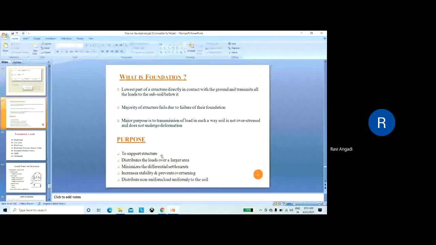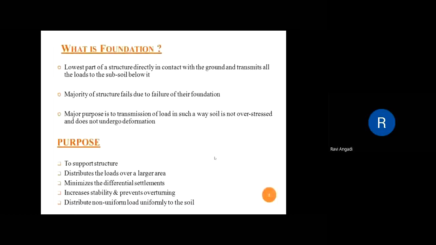As you all know, what is a foundation? It is the lowest part of a structure, directly in contact with the ground, and it transmits all the loads to the subsoil below it. The majority of structures fail due to the failure of the foundation. If the foundation is not designed properly, then the structure will fail by foundation failure.